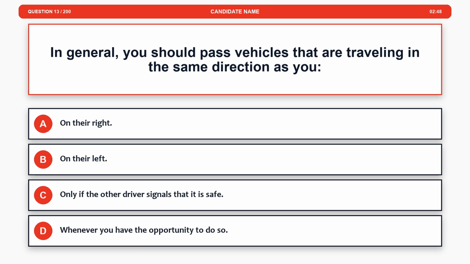Question 13. In general, you should pass vehicles that are traveling in the same direction as you. Option A. On their right. Option B. On their left. Option C. Only if the other driver signals that it is safe. Option D. Whenever you have the opportunity to do so.